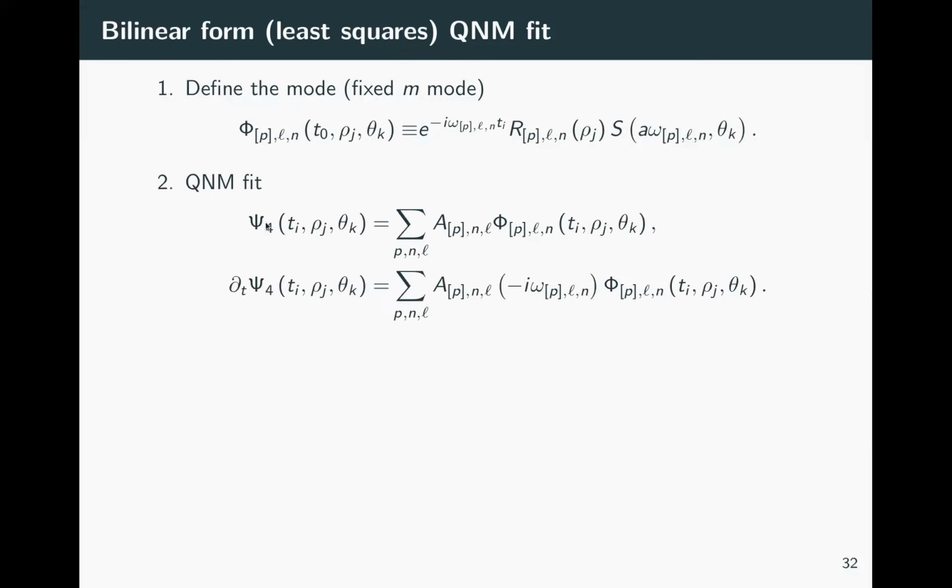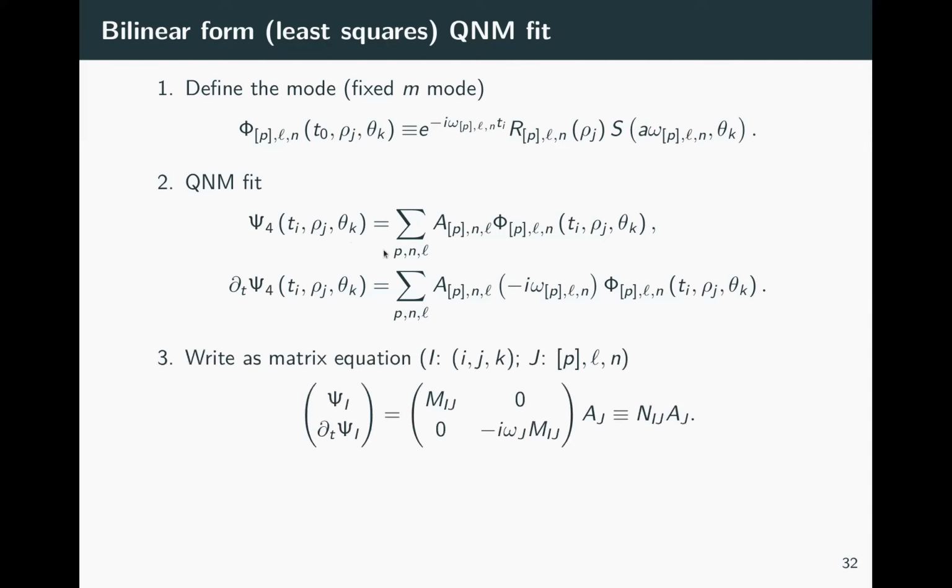So now we want to do our fit. We take a time and we want to fit psi and its time derivative as a sum of modes. So you have the amplitudes, and these are the modes. We choose psi and its derivative because that's a complete set of Cauchy data for a given time. If I have psi and psi dot, I can evolve in time. So we'll fit for these simultaneously. You can rewrite this as a matrix equation as follows, where J is indexing your mode quantum numbers and I is indexing your time and space indices.